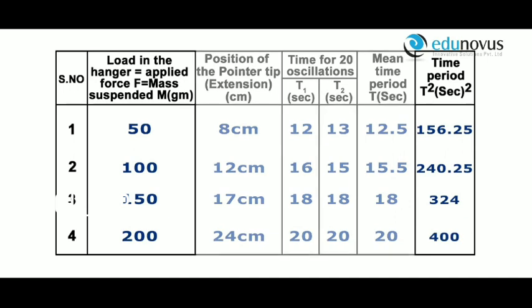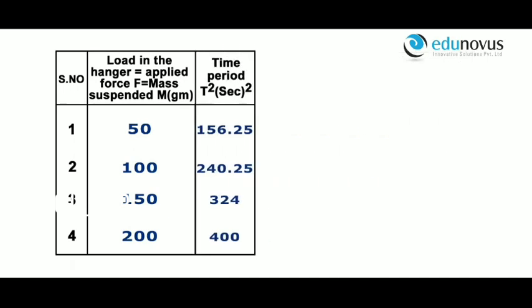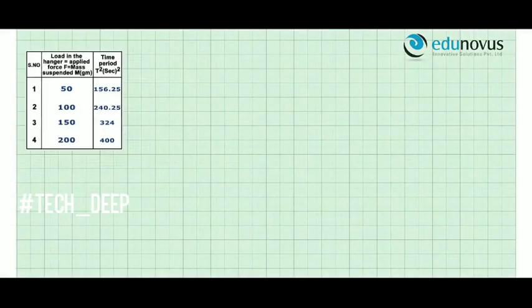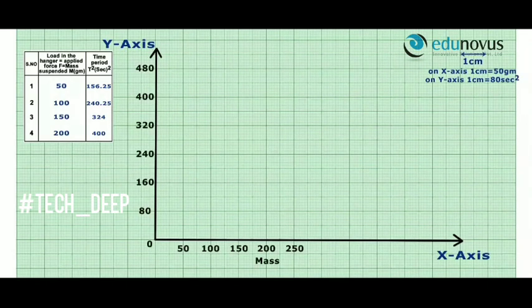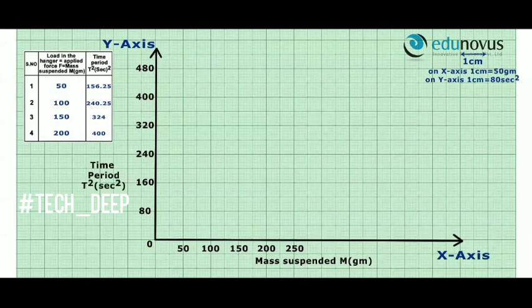Now, we plot a graph between mass suspended m and time period square T square. Consider mass m on x-axis and time period square, which is T square, on y-axis. The scale on x-axis is 1 centimeter is equal to 50 grams and on y-axis 1 centimeter is equal to 80 seconds square.